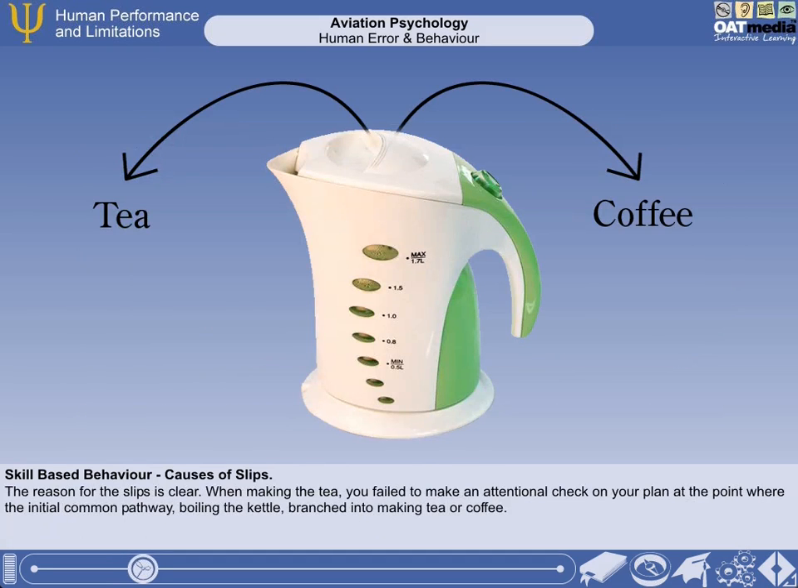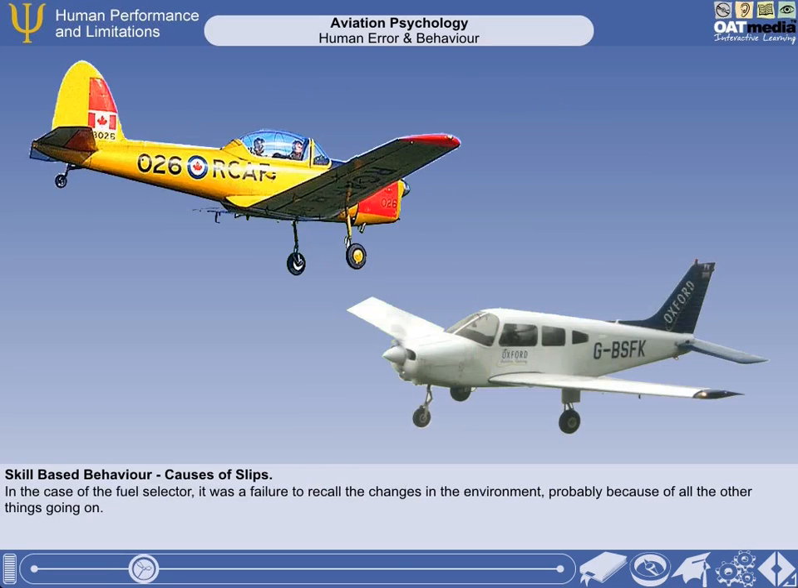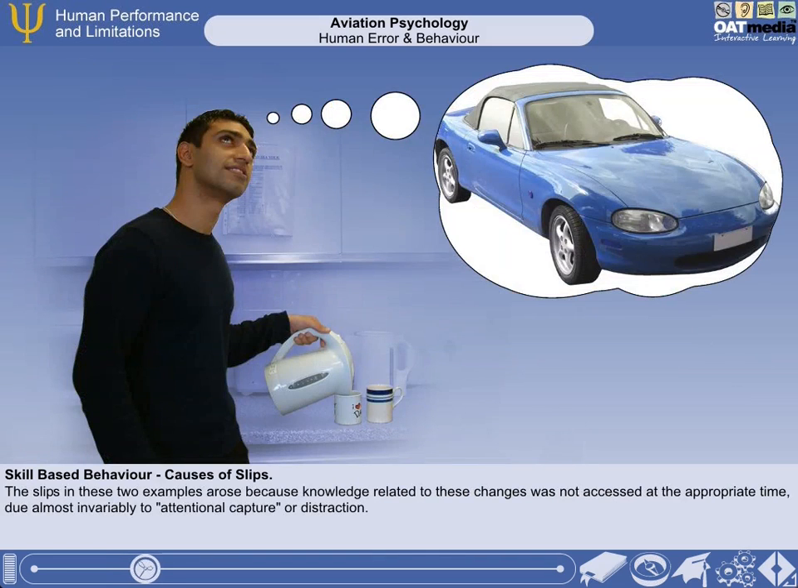The reason for the slips is clear. When making the tea, you fail to make an attentional check on your plan at the point where the initial common pathway, boiling the kettle, branched into making tea or coffee. In the case of the fuel selector, it was a failure to recall the changes in the environment, probably because of all the other things going on. The slips in these 2 examples arose because knowledge related to these changes was not accessed at the appropriate time, due almost invariably to attentional capture or distraction.